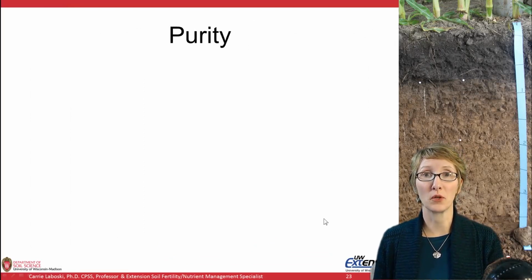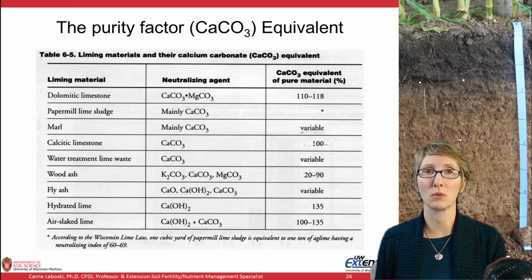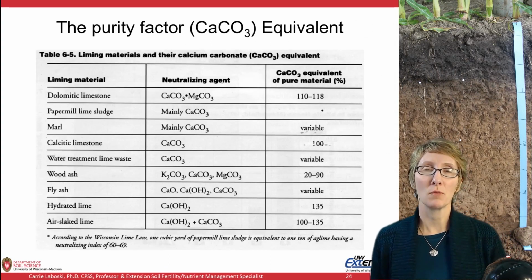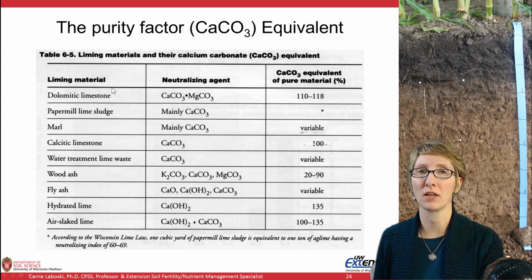Now we have to move on to the purity of the lime, because it's not just all about how fine it is, it's how pure it is, how much calcium carbonate equivalent we have. And so remember, calcium is not the liming agent here. The carbonate is the liming aspect. So we need to know how much carbonate equivalent we have. And this chart is showing a variety of liming materials that we have available here in Wisconsin. What is the neutralizing agent in them?